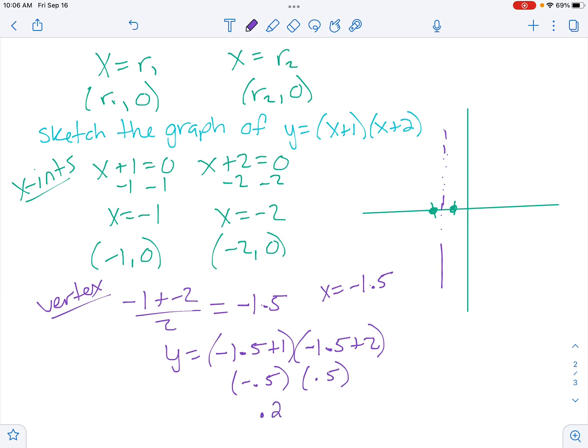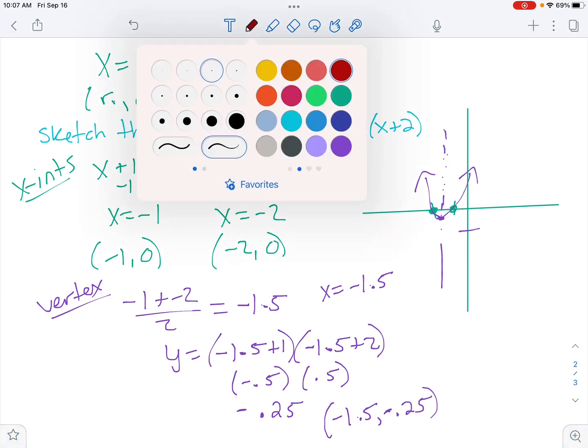So we're going to multiply those together to get 0.25, and that would be negative. So my vertex is at -1.5 and then down 0.25, which is going to be really hard to put on there, but just put it right up there. And there's your graph.